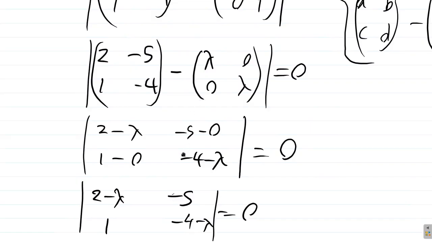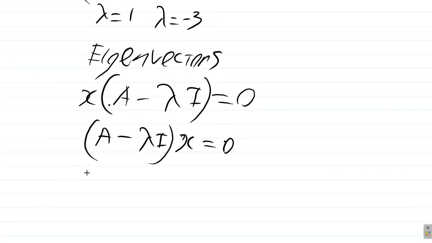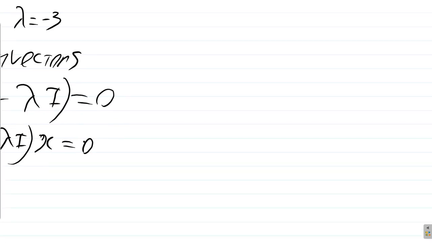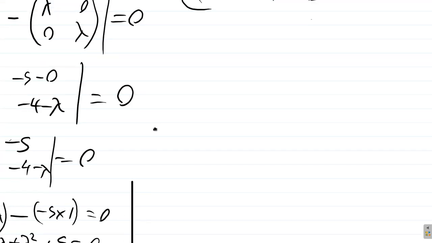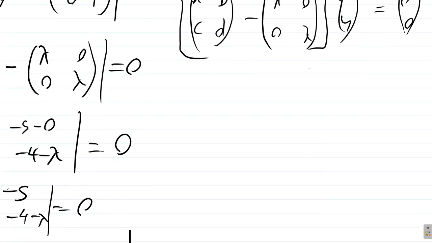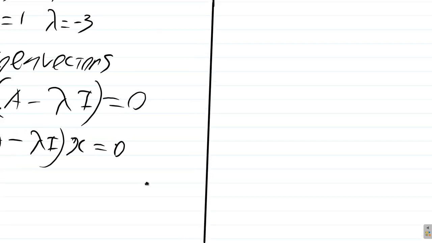Right? A minus lambda I. So it's simplified to 2 minus lambda, negative 5. So it's 2 minus. Oh, we ran out of scrolling space, you know. Alright. Let's draw a line and continue up here. Alright, so let's work up there.